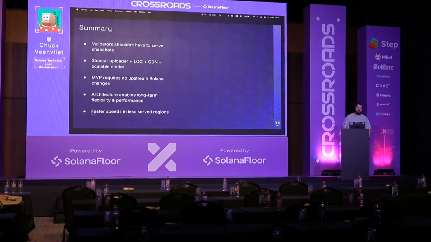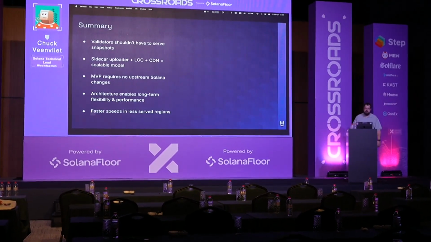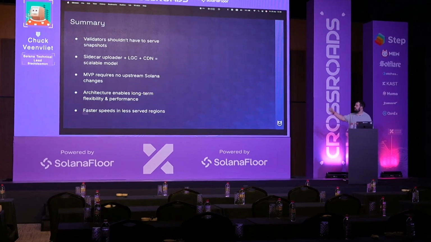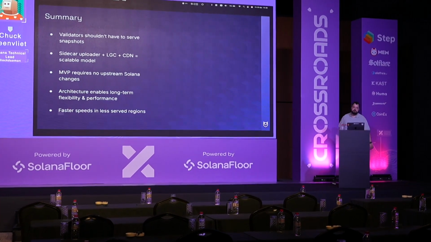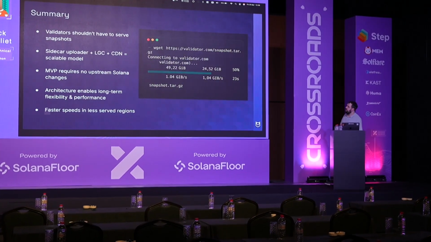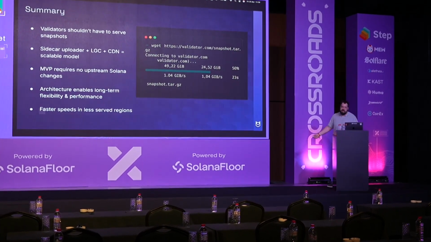So in summary, validators shouldn't have to serve snapshots, right? We could offload that to the new infrastructure. We can have a sidecar, a light gossip client, and a CDN to do all that work for us. We don't need the Agave to be the distributor of snapshots because it's just a large file.